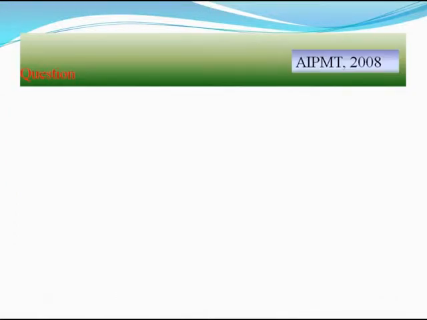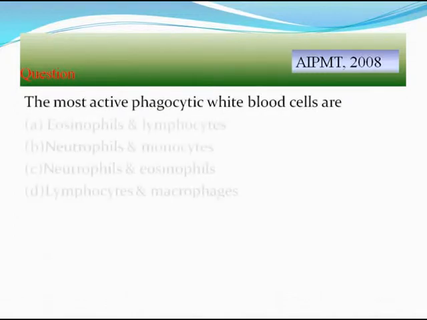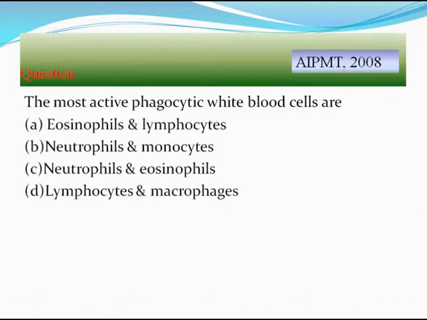There are some questions that came in some competitive exams. The most phagocytic white blood cells are: eosinophils and lymphocytes, neutrophils and monocytes, neutrophils and eosinophils, or lymphocytes and macrophages. And the right answer is neutrophils and monocytes.